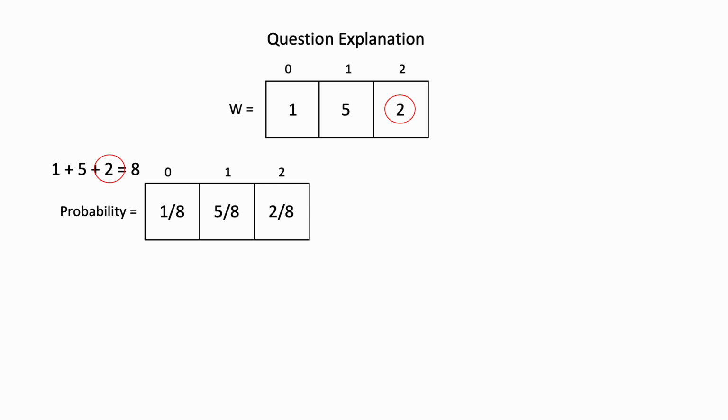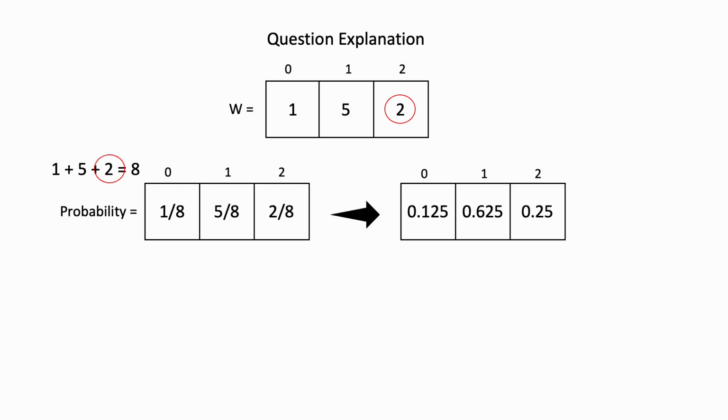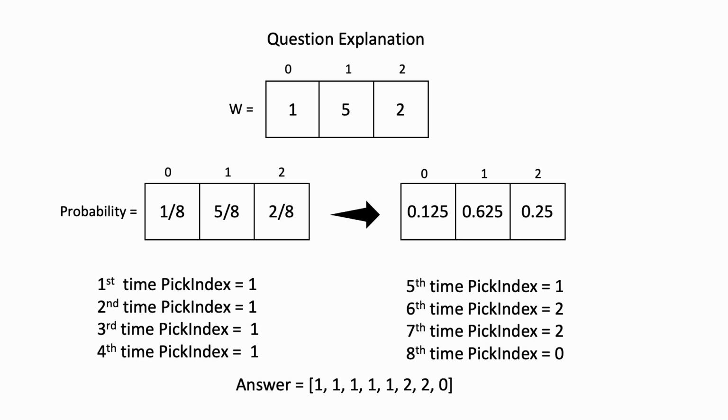We can convert this probability array into decimal number representation, and this is how it would look like. This array says index 0 has a 12.5% chance of getting picked. Index 1 has a 62.5% chance of getting picked. Index 2 has a 25% chance of getting picked. Once we have the probability array, it will be easy to understand what the question is asking for.